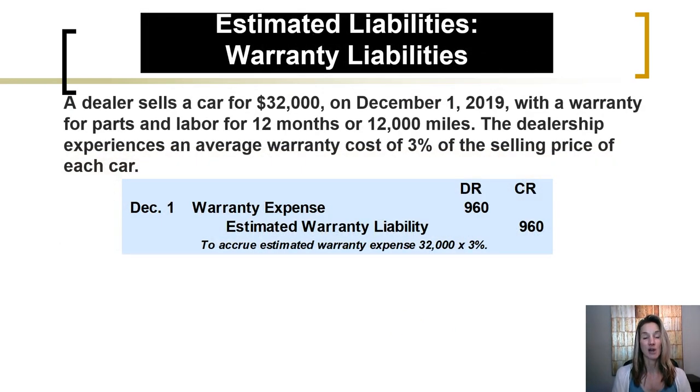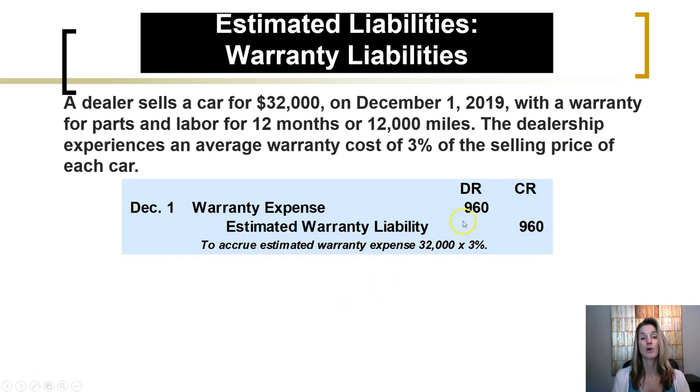So if a dealer sells a car for $32,000 on December 1st of 2019, the warranty for parts and labor extends 12 months or 12,000 miles. The expense needs to be recorded in the period the sale is earned. So the dealership estimates that average warranty cost is 3% of the selling price of each car.